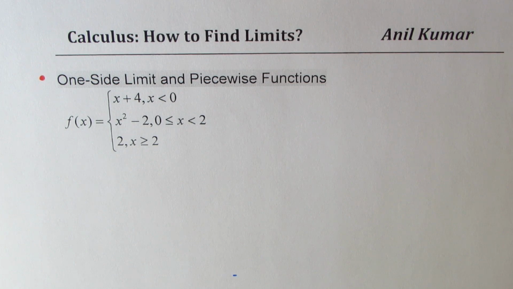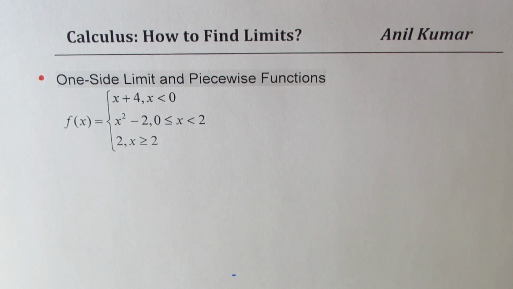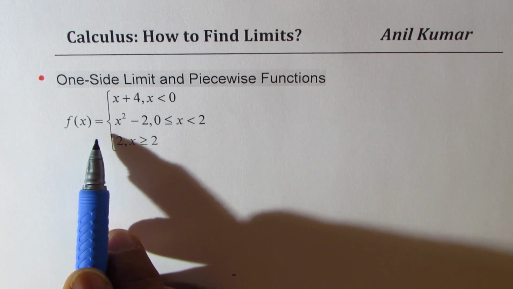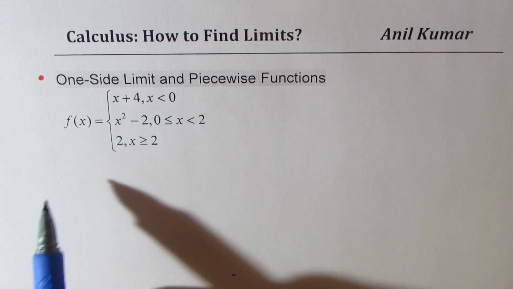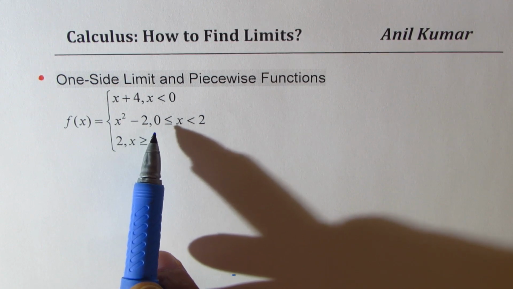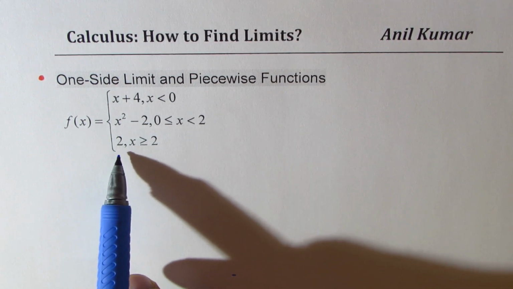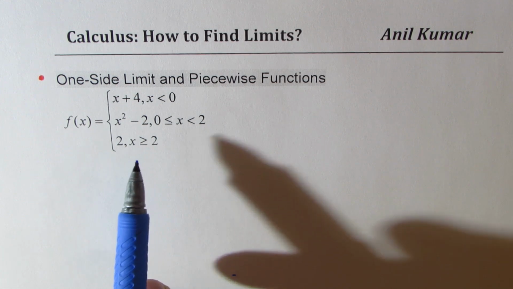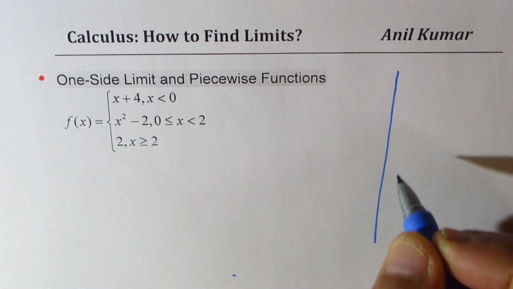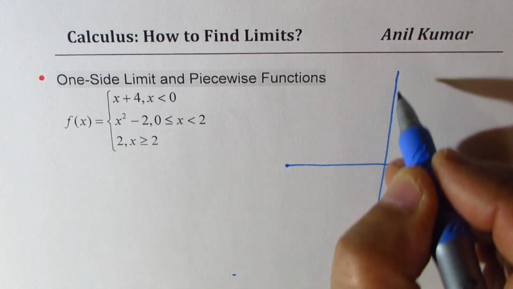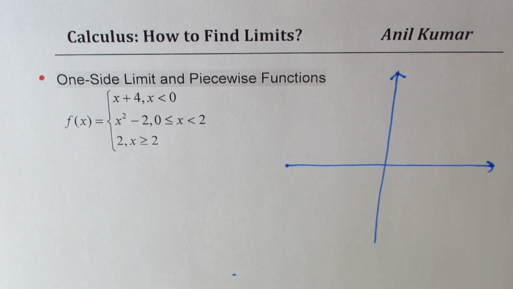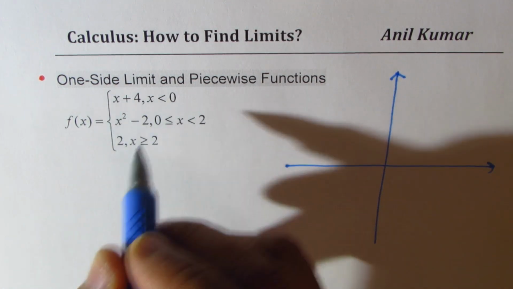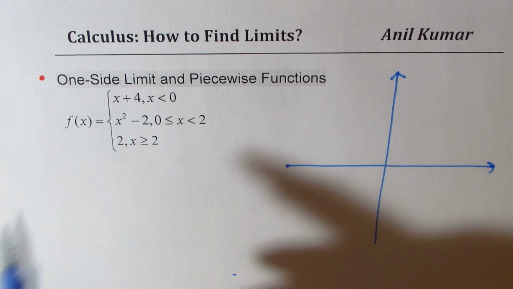Okay. Now let's understand how to find limits when we are given a piecewise function. f of x is equal to x plus 4 when x is less than 0, x squared minus 2 when x is between 0 and 2, and the constant value 2 when x is greater than or equal to 2. So let's try to sketch this function, and then we'll find some limits. What we note here is that this is a linear function for x less than 0, so we need 2 points for this. Let's see how to sketch this kind of function.